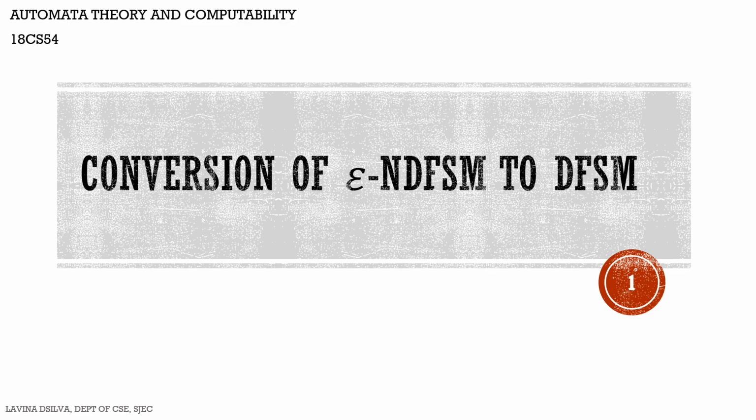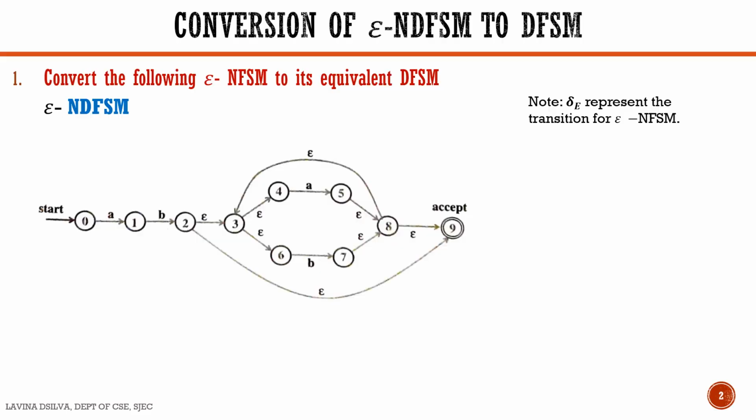Hello students, in this video I will take one example problem and explain the conversion of ε-NDFSM to DFSM. Let us take an ε-NFSM as shown in this diagram here on the slide. We know that this is an ε-NFSM because it has got epsilon transition in it. This ε-NFSM has to be converted into its equivalent DFSM.